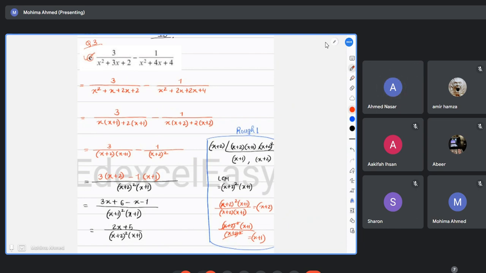About this LCM. So basically, how do you get x plus 2, and then you squared it, and then you put x plus 1? Are you asking how did I get this? No, that LCM, x plus 2 squared.